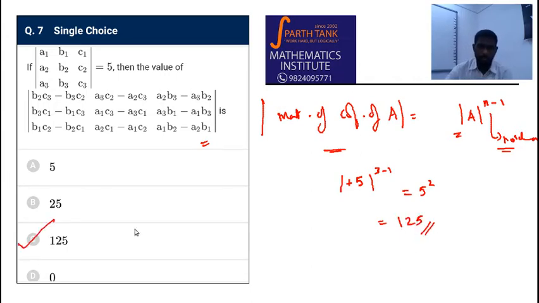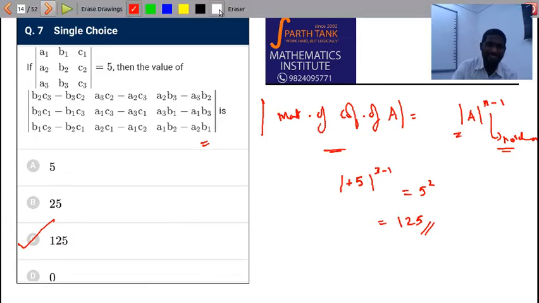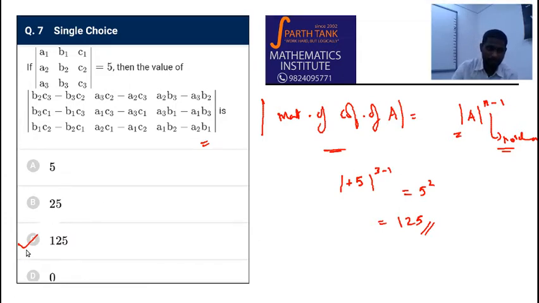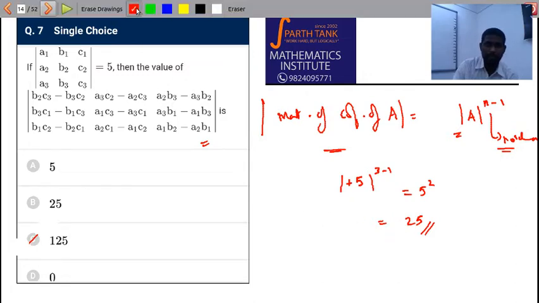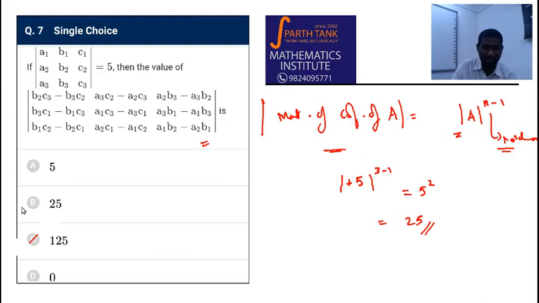Oh, sorry. 5 square is not 125. 5 square is 25. Sorry for the blunder. 5 square is 25. So the answer is question number 7, option B. Okay. Very simple. Remember that the matrix of cofactors of A, the determinant value of that matrix is determinant of A power n minus 1, where n is the order of the determinant.